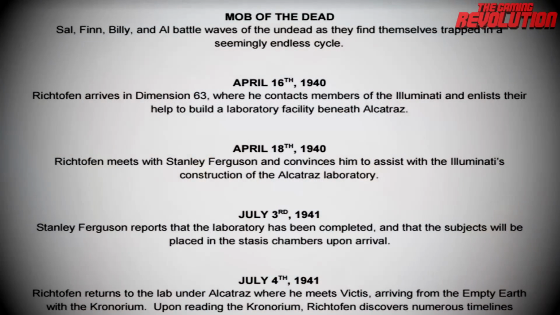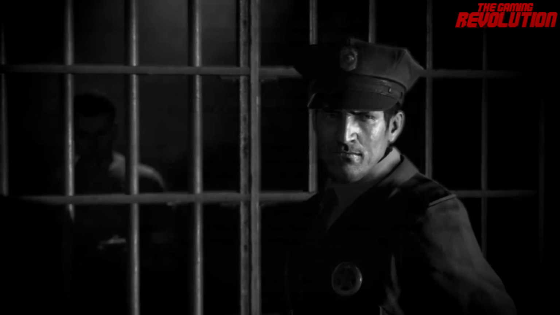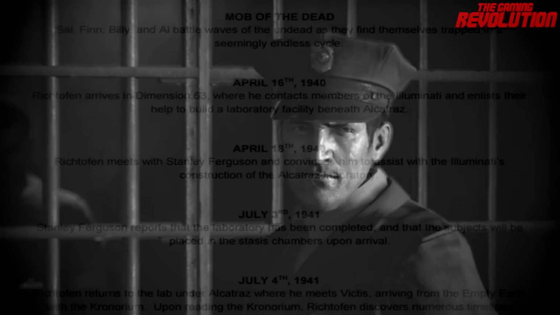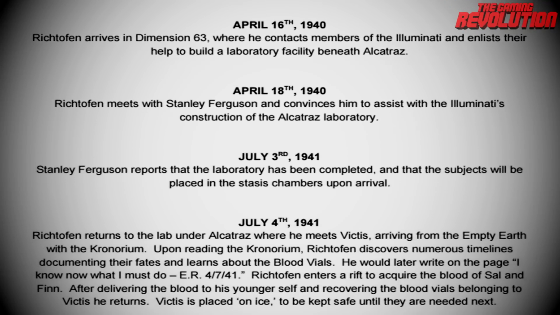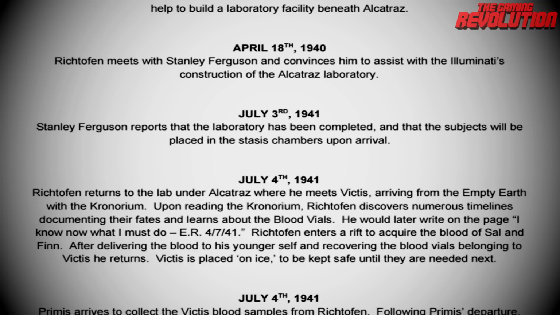Then on April the 18th, 1940, Richtofen meets with Stanley Ferguson and convinces him to assist with the Illuminati's construction of the Alcatraz laboratory. Then on July the 3rd, 1941, Stanley Ferguson reports that the laboratory has been completed and that the subjects will be placed in the stasis chambers upon arrival.